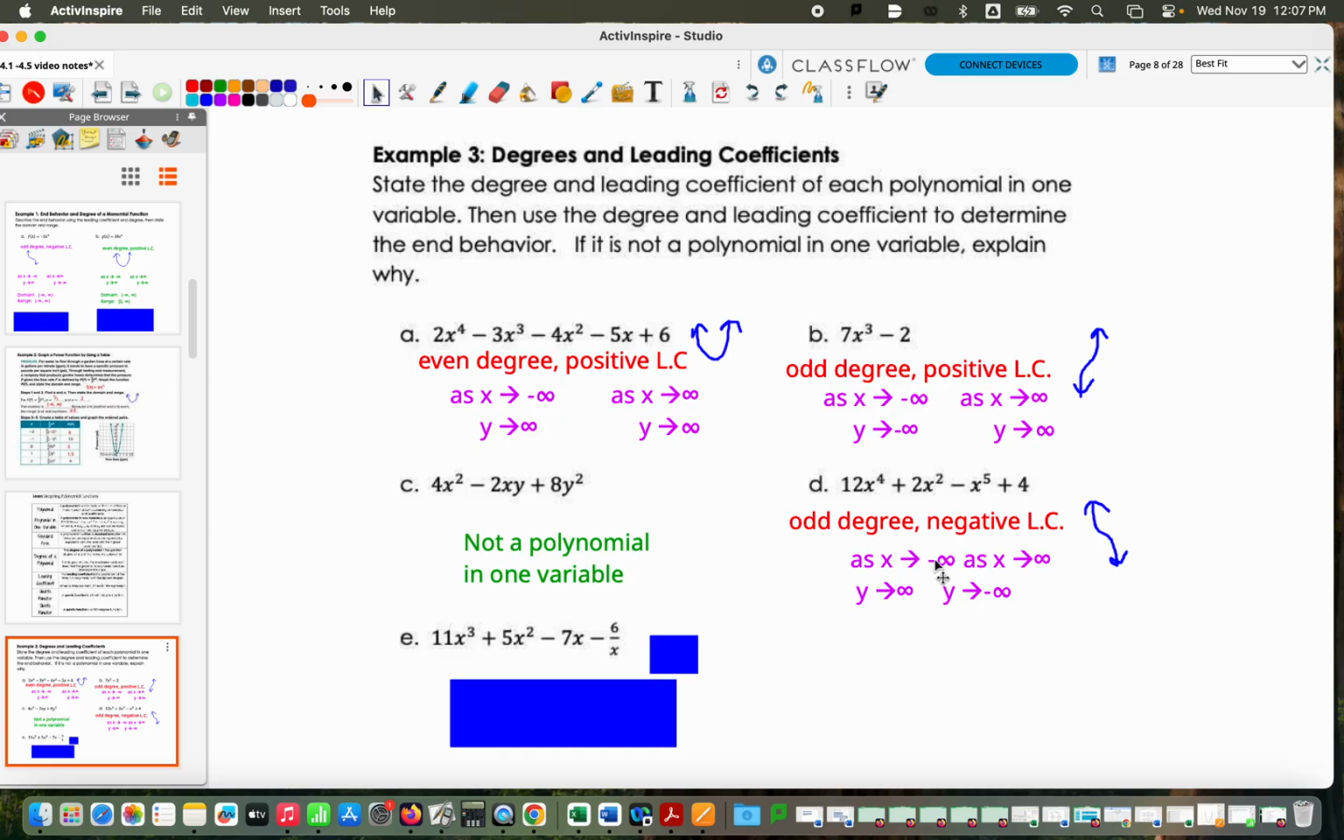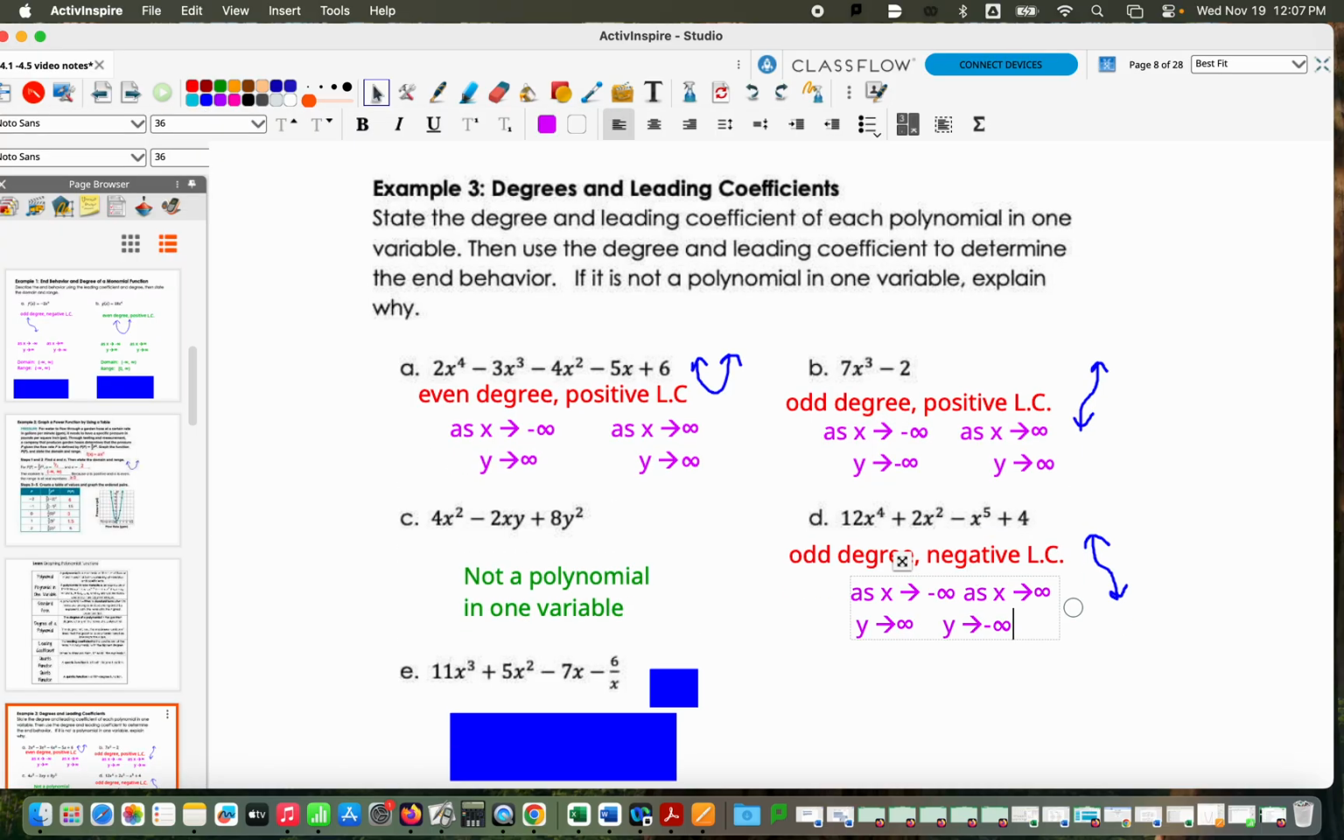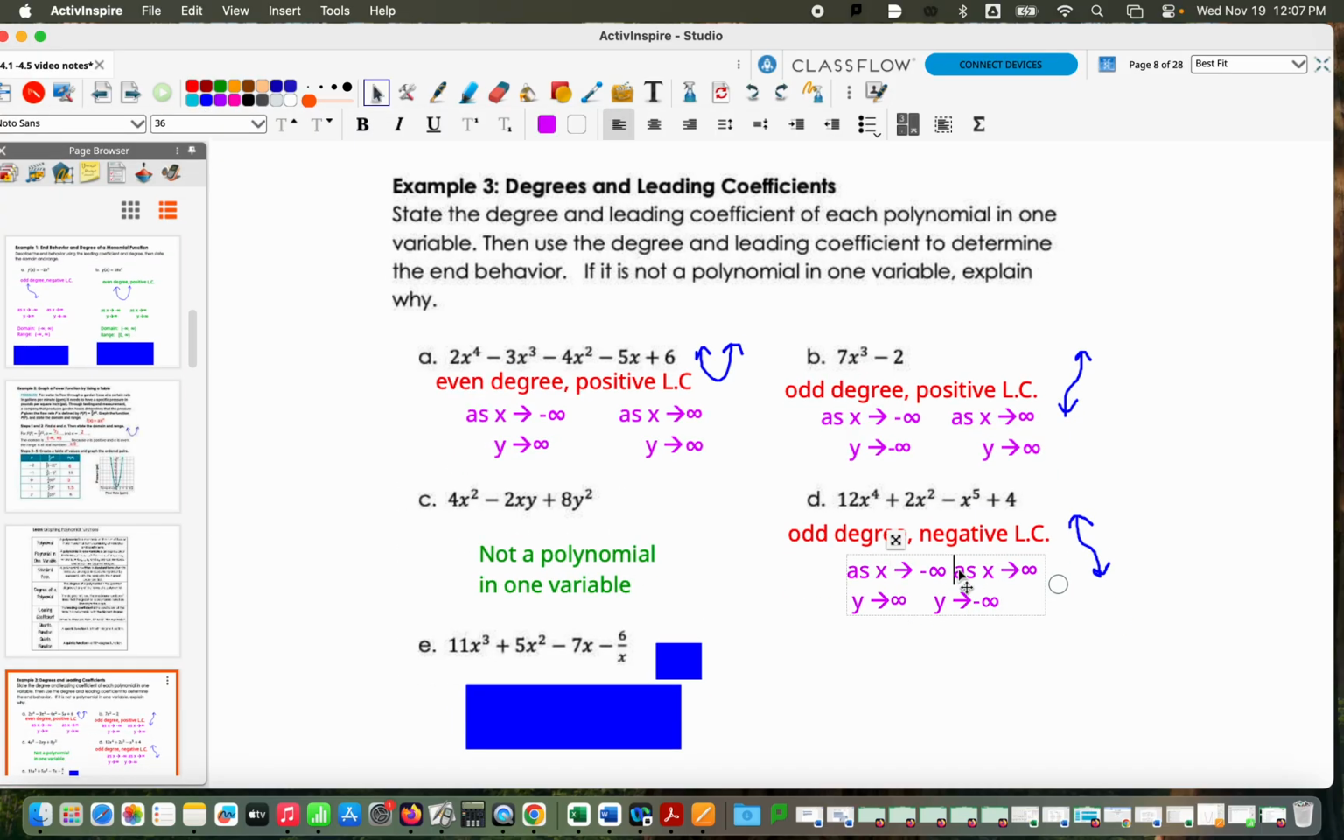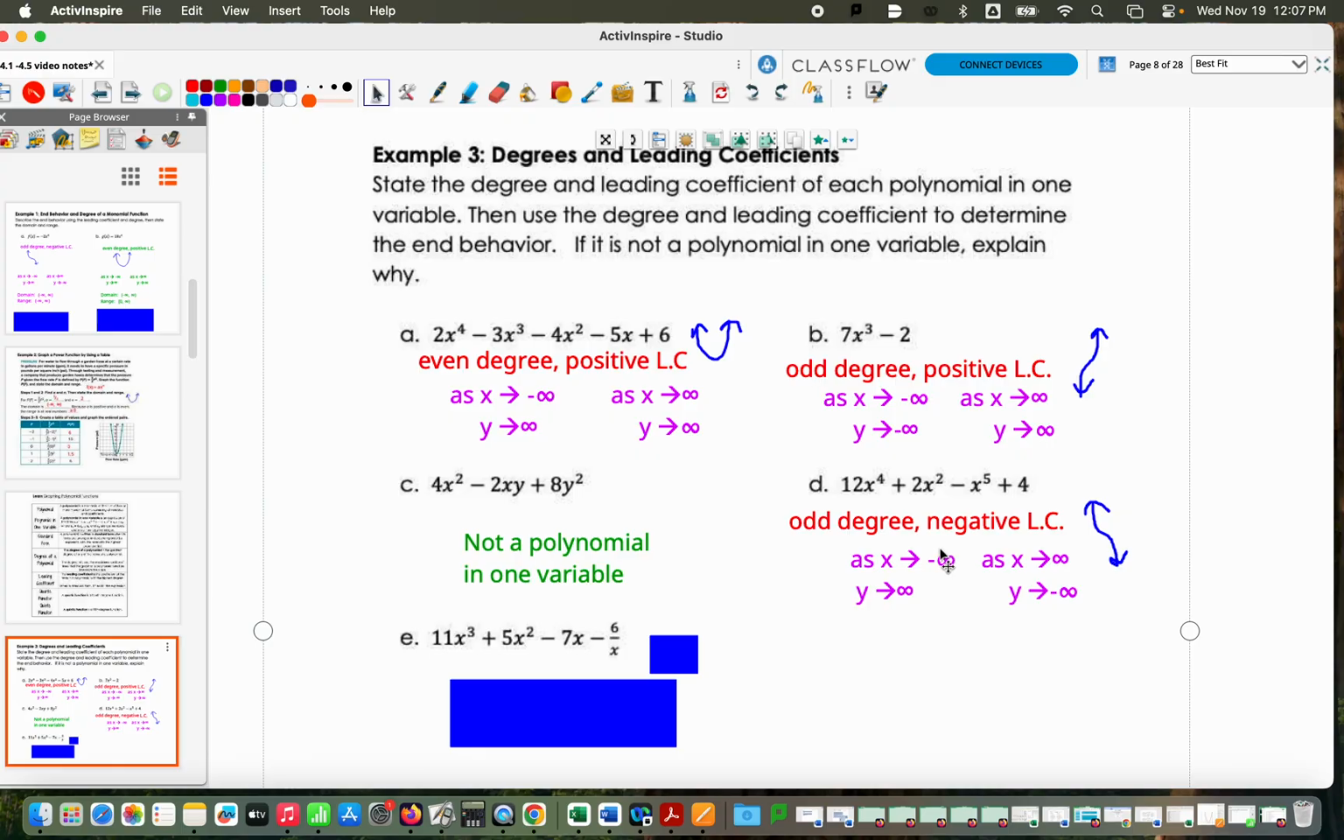In other words, as x goes to negative infinity, y goes to infinity. I need to space this out a little better. Sorry guys, if that looks a little confusing there. Let me space that out a little better for us. Those go together. Basically, as you move to the left, the y value goes to infinity. As you move to the right, as x goes to infinity, y goes down.